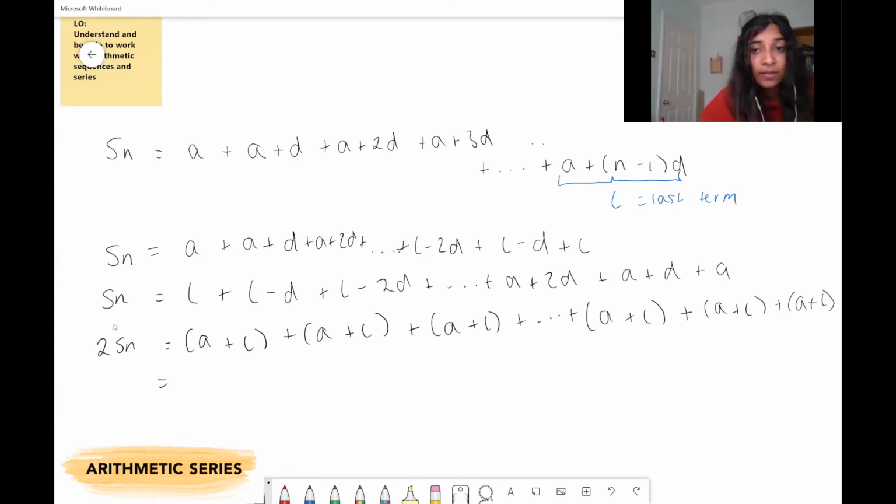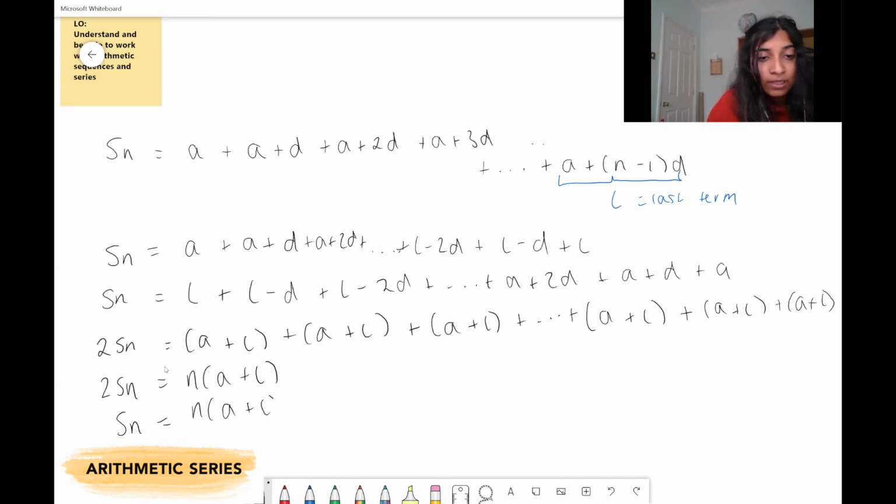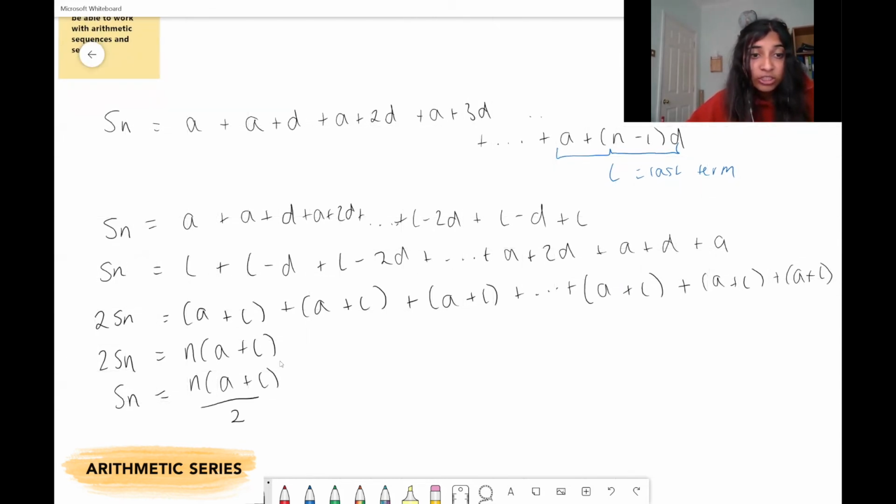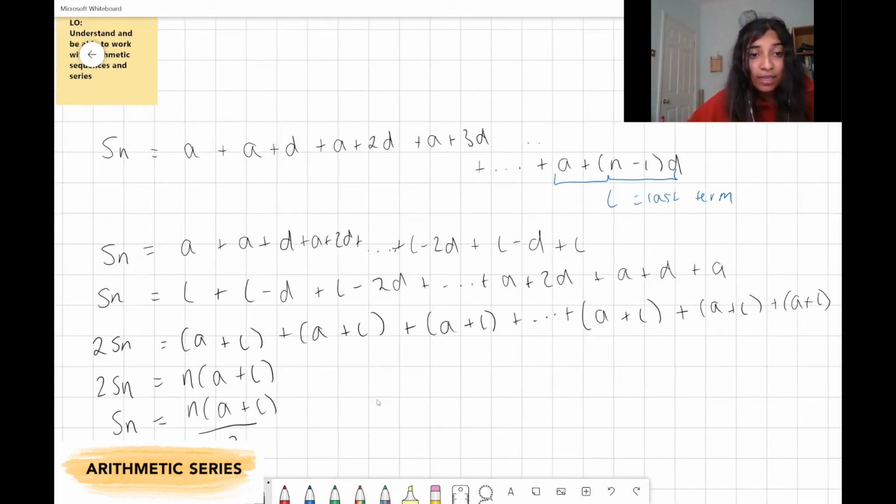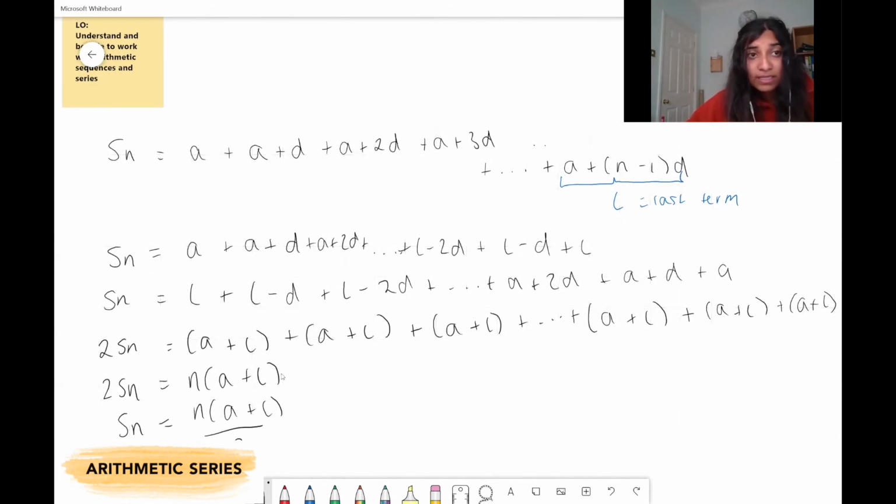So then we will just have n number of (a plus L)'s, depending on what n is. So you'll have 2Sn is equal to n times (a plus L). If we divide both sides by 2, we have Sn is equal to n times (a plus L) over 2. So that's the general formula for the sum of an arithmetic sequence, or an arithmetic series.